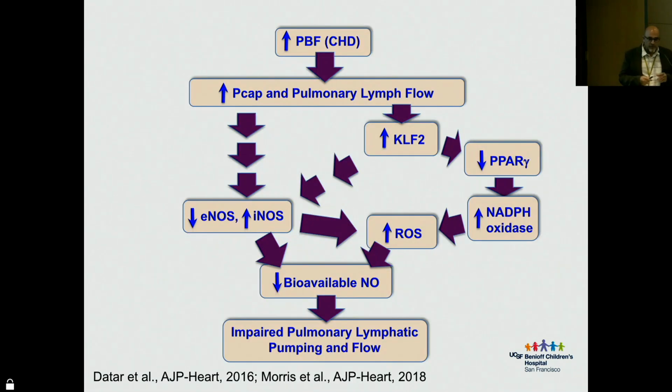We did a number of experiments, which I don't want to go into right now, but to summarize, we identified at least 2 pathways that contribute to the decrease in bioavailable NO that we measured directly in the lymph. The pathway starts with increased pulmonary blood flow associated with that large vascular graft and unrestricted left-right shunt. That drives increased capillary pressure, which we also measured as double normal, 15 millimeters of mercury versus 7 in the animals we tested, and also drives double the pulmonary lymph flow.